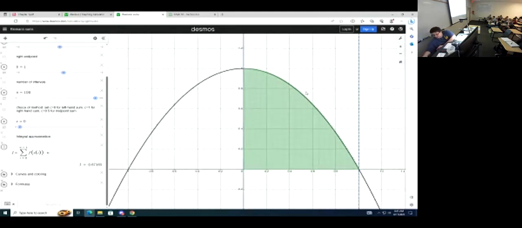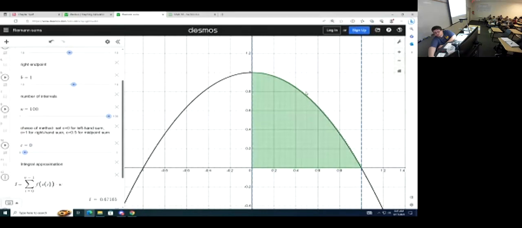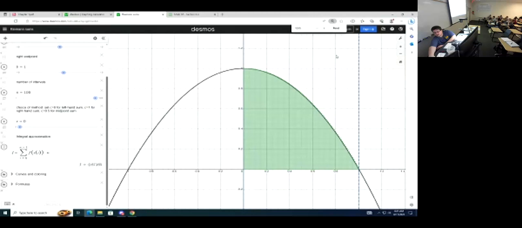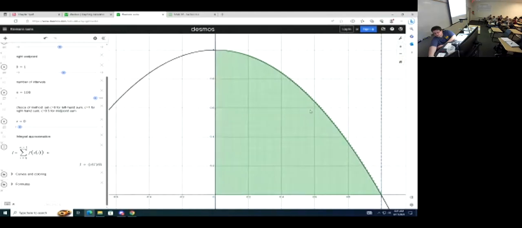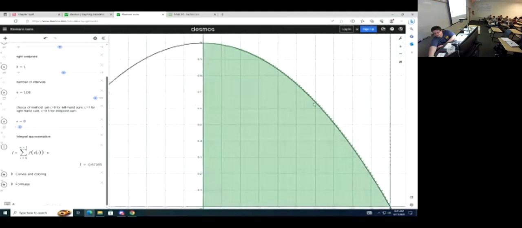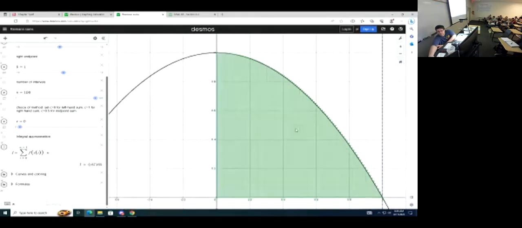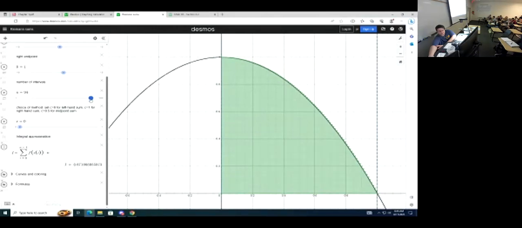Let's see if I can zoom in though. There, now I can zoom in. I just have to go slow. If I zoom in closer, I can still see there's a little bit extra. So even when I do rectangles, there's still a little bit extra. And the fewer rectangles we have, the more extra we have. That's when we have our rectangles touching the line on the left side.